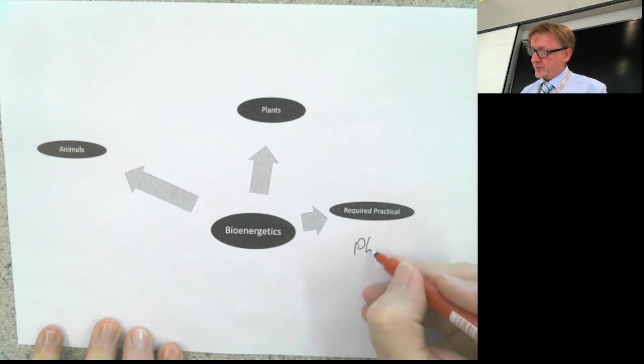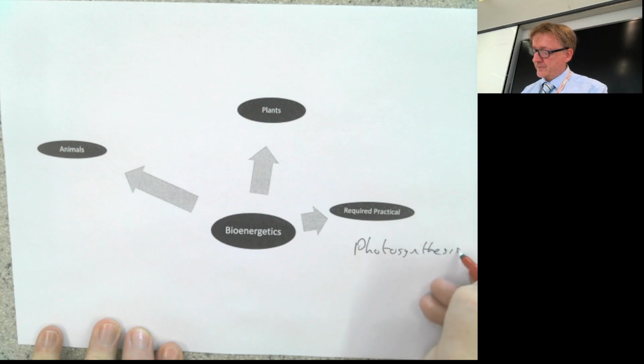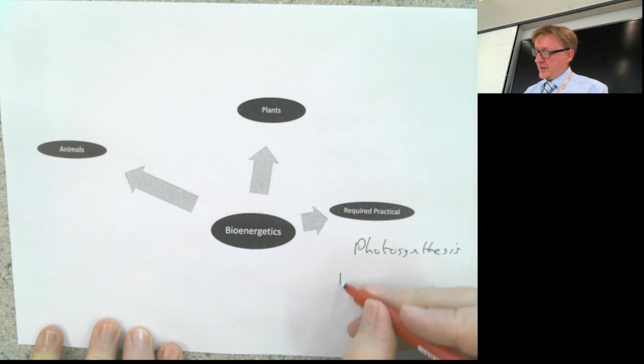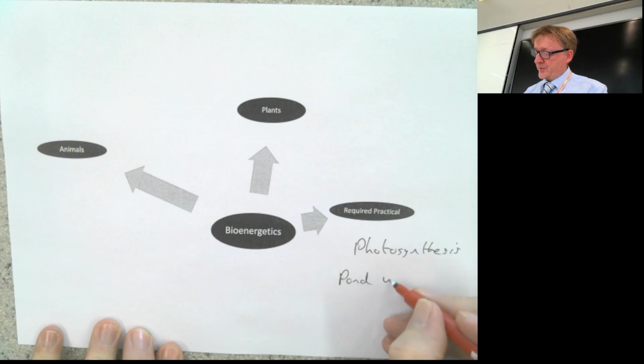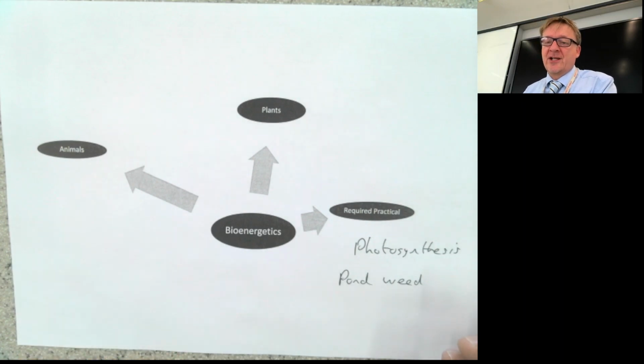The required practical is the photosynthesis required practical, and that is the one that then uses pondweed, where you have a light that then shines on it from a certain distance, and what you do then is you change the light intensity. So you need to know the equation, you need to know the method, you need to know the variables.